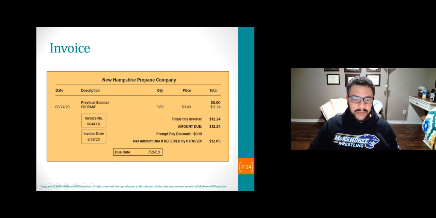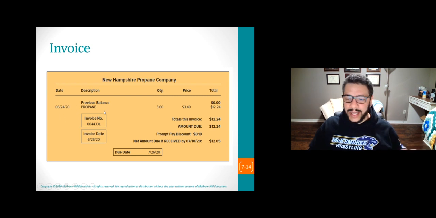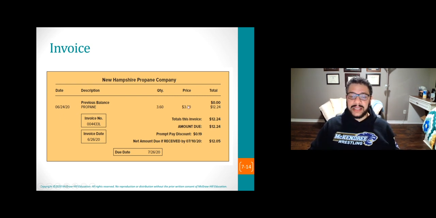Well, this is a typical invoice, and let's see. So they say net amount due received by 7/10, 12/05, right? So this is something that was 12/24, but if you pay it, you can save this 19 cents if you pay it within 10 days, right? Or actually, we'll talk about why they did this, but if you paid it by the 10th.